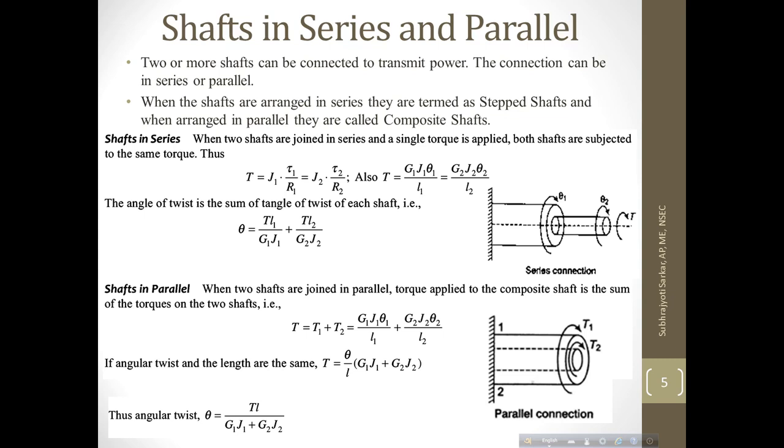So the total theta is equal to theta 1 plus theta 2, where theta 1 is equal to T L1 by G1 J1 plus T L2 by G2 J2. This is the total theta. Now the shaft in parallel.